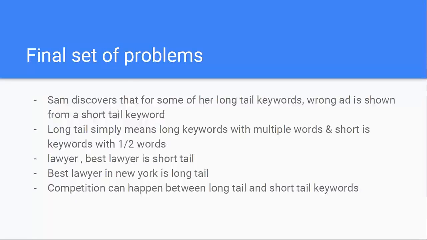So we come to the final set of problems. After this, our account structure is going to be perfect or close to perfect. There is one more type of competition that can happen in your account. This is the competition between long tail and short tail keywords. So what's a long tail keyword? Any keyword which is long. And a short tail keyword is usually a 1 or 2 word keyword. And this can happen because lawyer can trigger ads for best lawyer also. So the competition is not just between match types, it can happen between short tail and long tail keywords also.